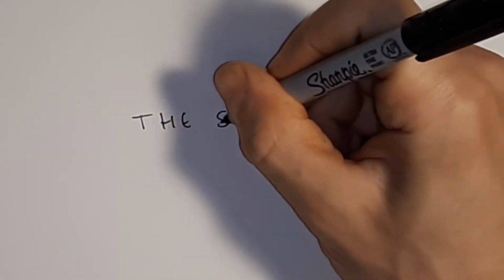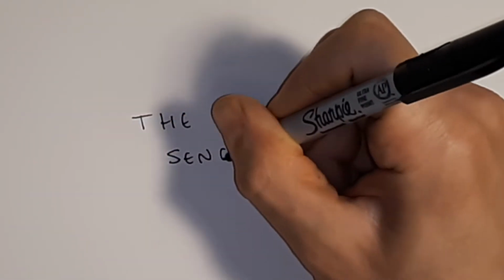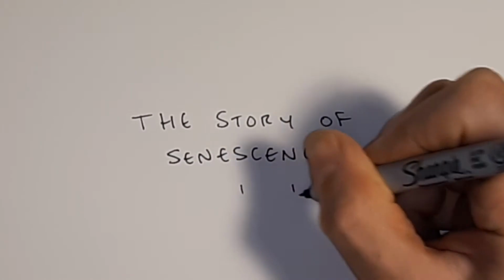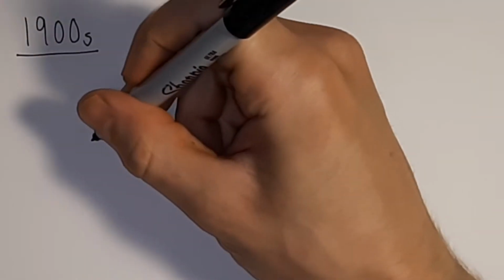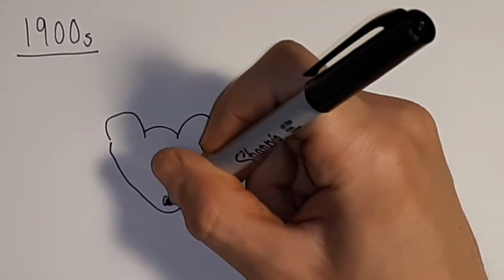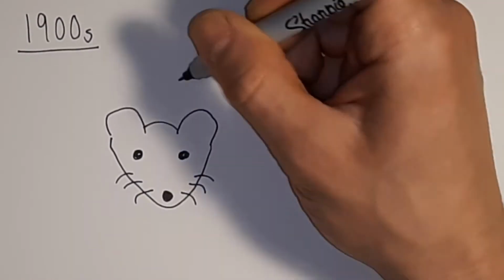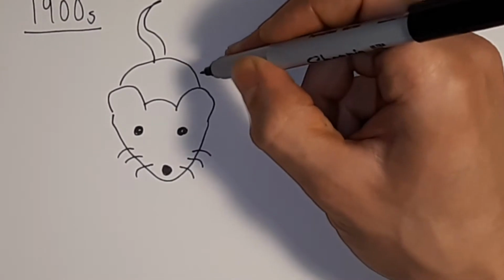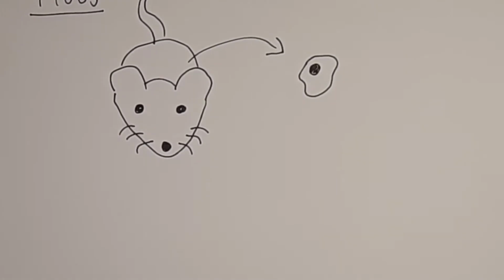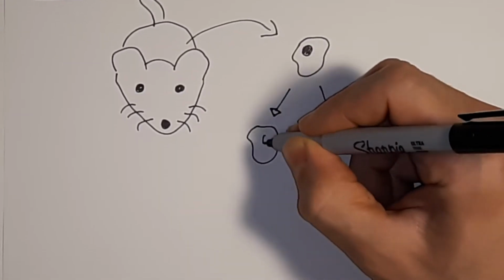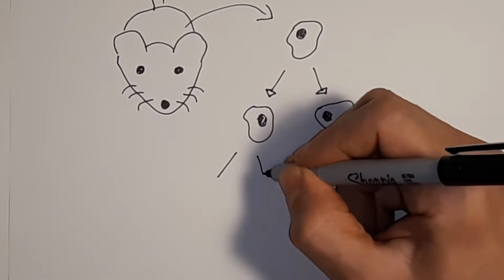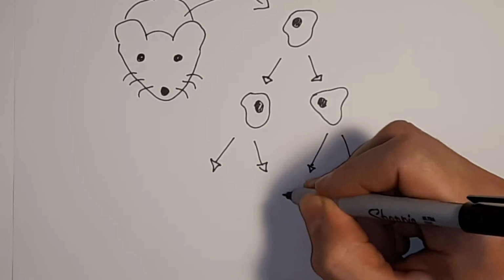Let me tell you about the story of senescence. In the early 1900s, the cellular dogma was that if you take cells from an organism, such as a mouse, and put them in a petri dish, add optimal media, the cells would divide and grow indefinitely, making them essentially immortal.